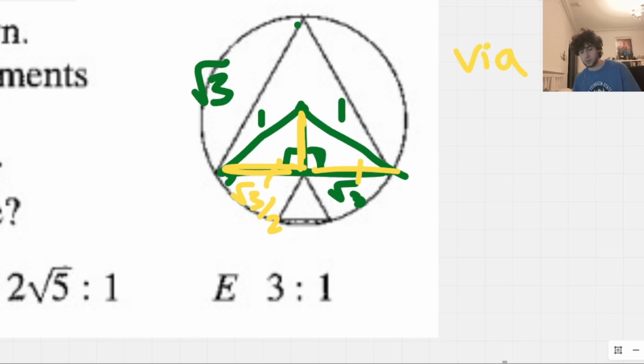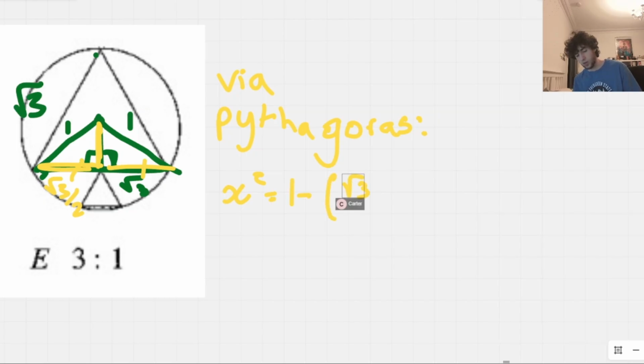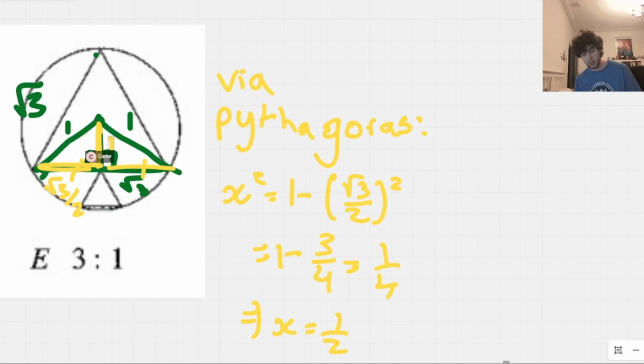So via Pythagoras, x squared is equal to 1 minus the square root of 3 over 2 squared. That's equal to 1 minus 3/4, which is a quarter. Which implies that x is equal to a half, since it's a length, so it's not going to be negative. So that height of that triangle there is just 1/2. Okay, so that's the first piece of information we need to know.